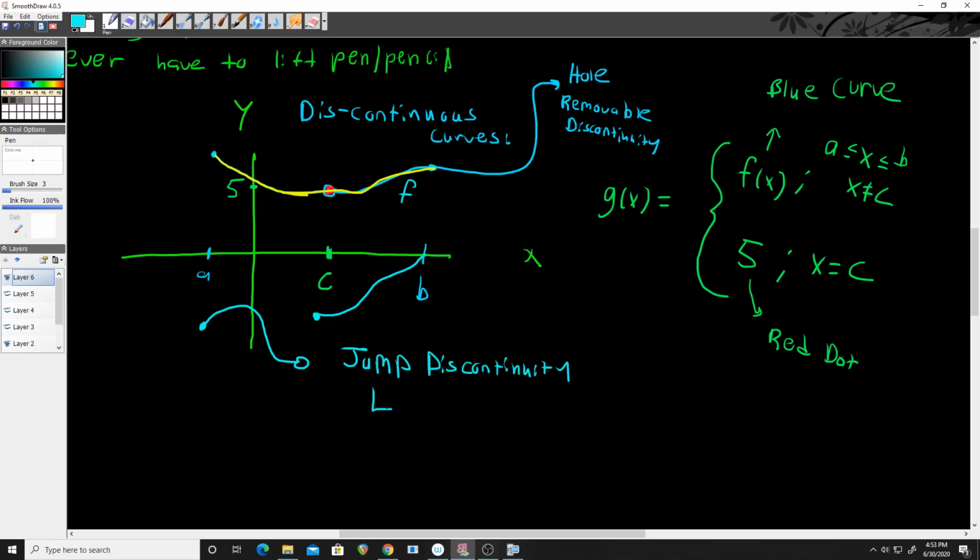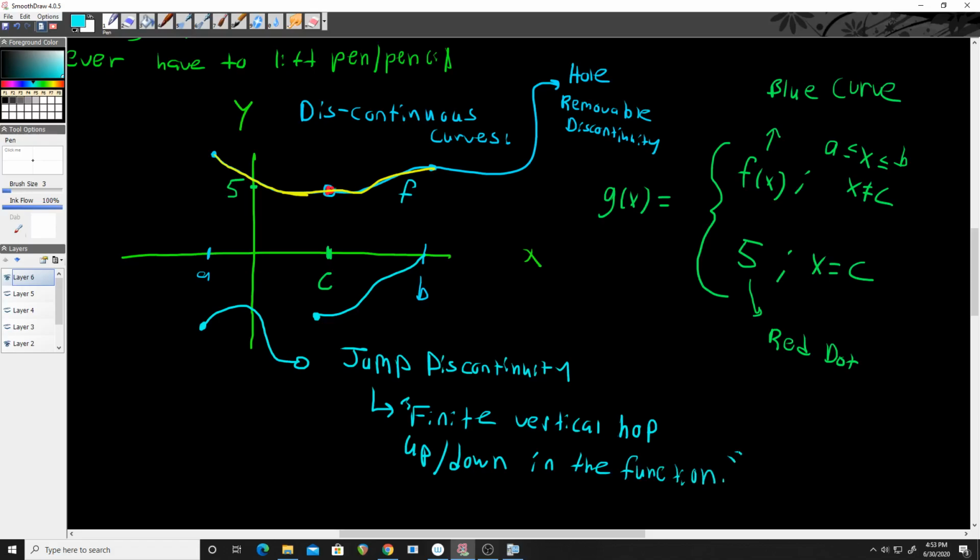Okay, and a jump discontinuity is just what I'm going to say, a finite vertical hop, a finite vertical hop up or down in the curve, or in the function. Okay, so that's a jump discontinuity.